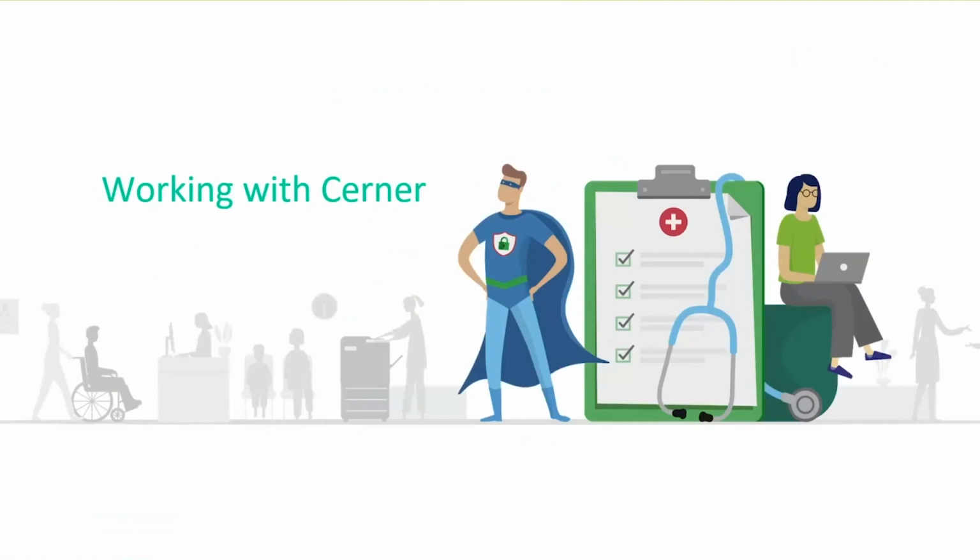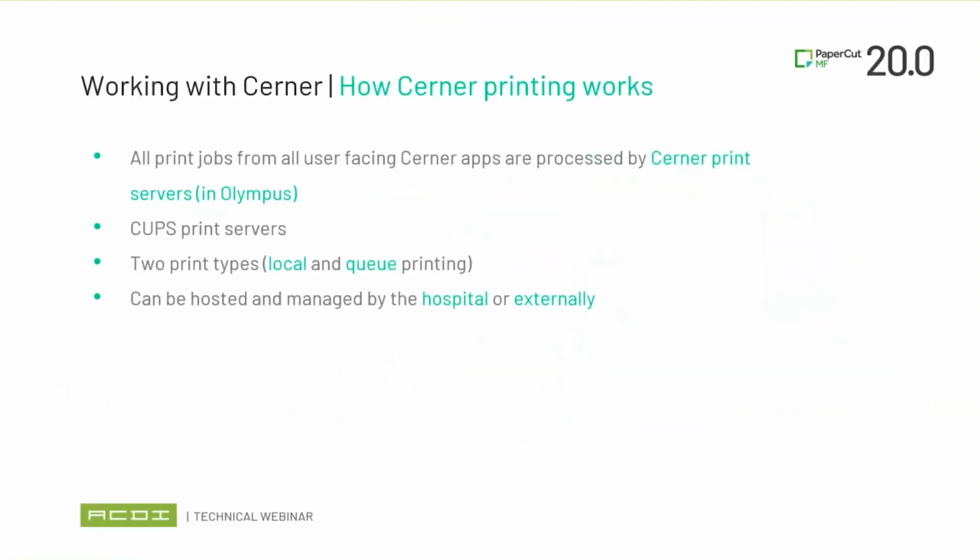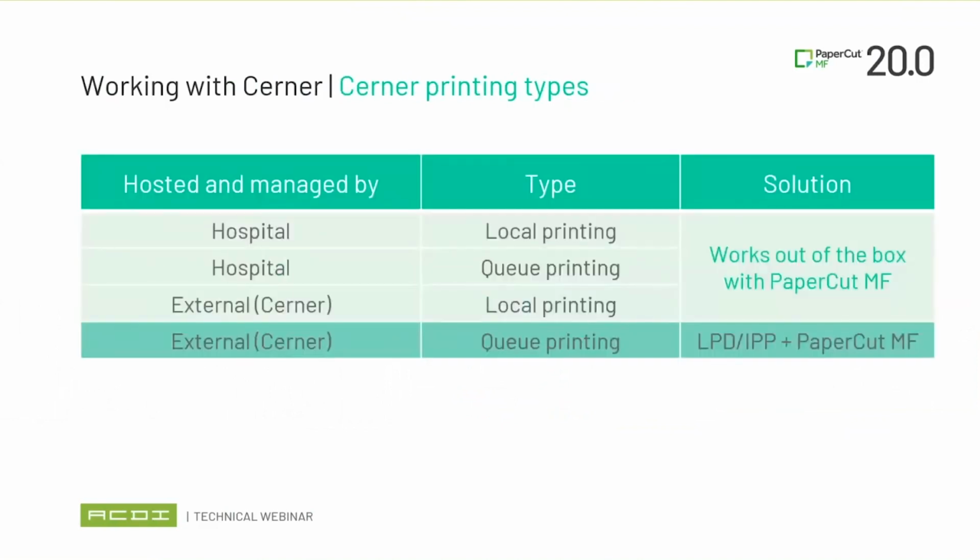Let's move into Cerner and see what's going on there. I mentioned Windows servers being used with Epic. Cerner uses CUPS print servers, and print jobs are processed by Cerner print servers in Olympus. Cerner has local and queue printing, both hosted locally in the hospital or externally. As noted here, PaperCut MF works out of the box in most cases with Cerner.